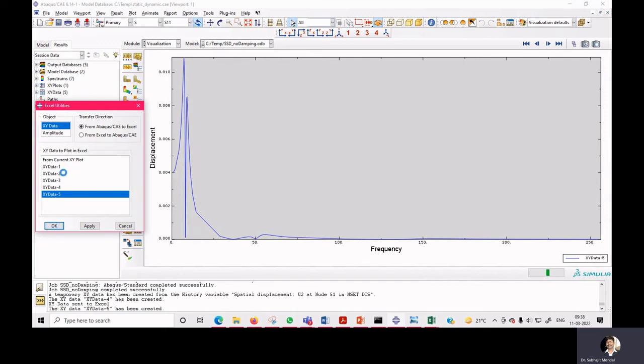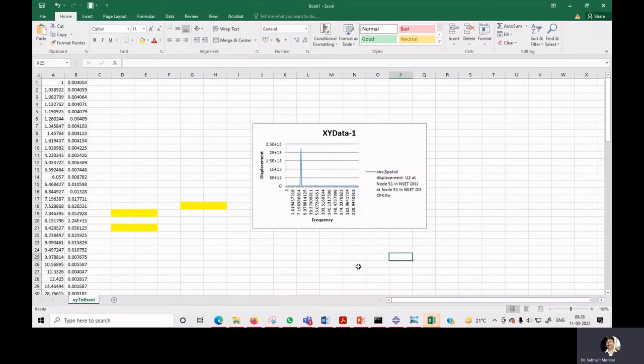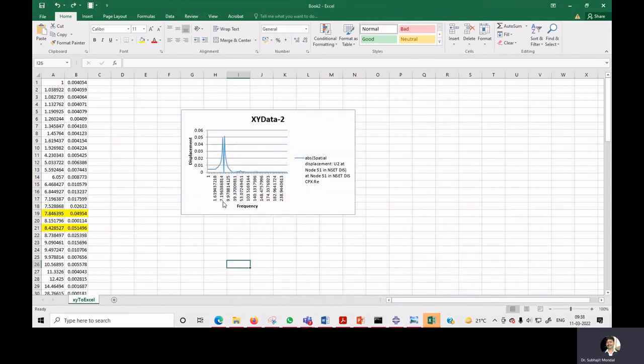Okay, similarly we have also created XY data 1, XY data 2, XY data 3, like that. So we have 4 data sets corresponding to the undamped system and damped systems. Damped means 0.01 damping factor, 0.05 damping factor, and 0.5 damping factor. Now what we are going to do here is see how the result is coming.